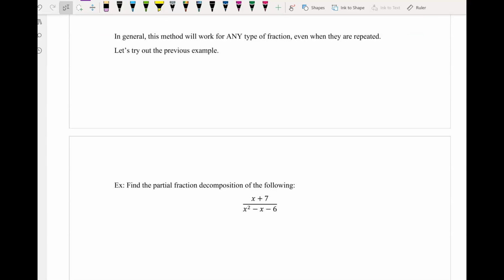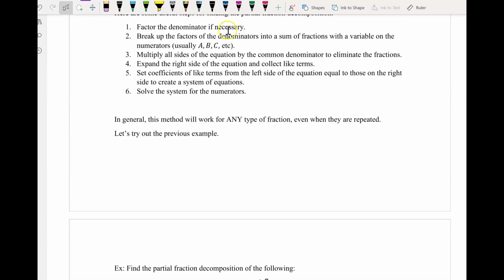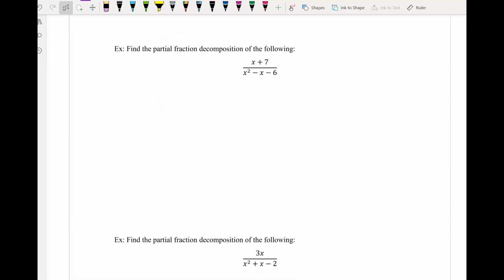The first step to do this is to factor the denominator if necessary. A lot of the time you will have to factor the denominator. So you have x plus 7 divided by, and let's factor the bottom. You have an x, 3 and 2. This one should be a negative, this one should be a positive. So x minus 3, x plus 2.